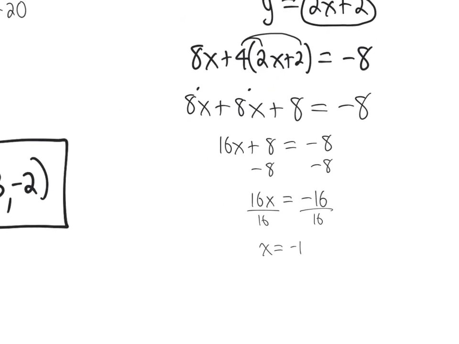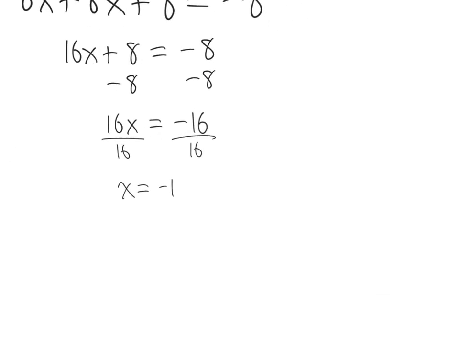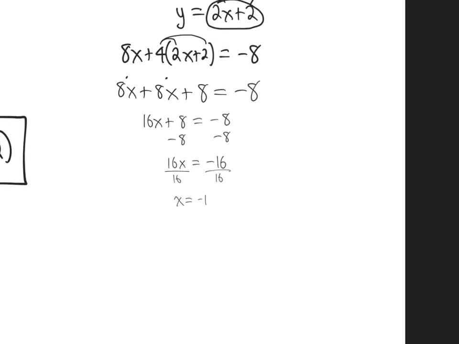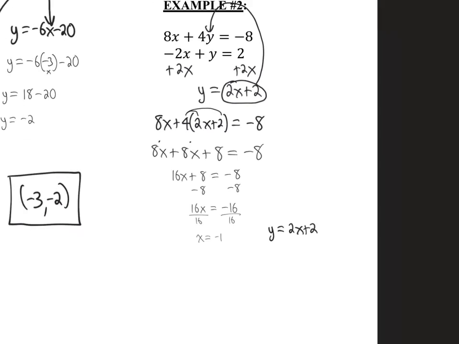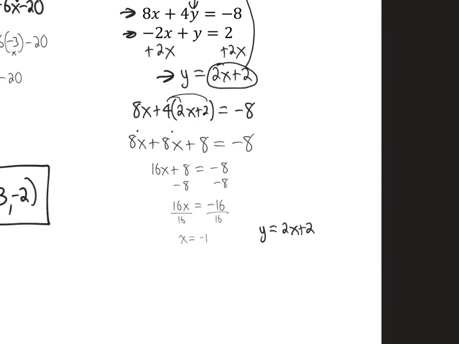Are we done? Is that our answer? The answer is no. We have x equals negative 1, but that's not our answer. We need to plug that into one of the original equations. I'm going to plug into y equals 2x plus 2, but you could easily plug into 8x plus 4y equals negative 8 or negative 2x plus y. You can plug into either of these or our new equation, which we're doing right down here. Either one would totally work.